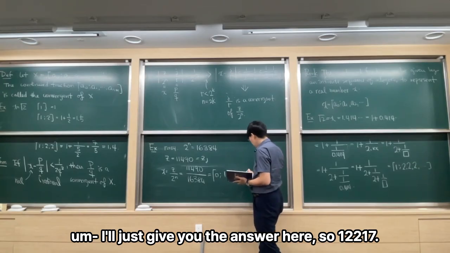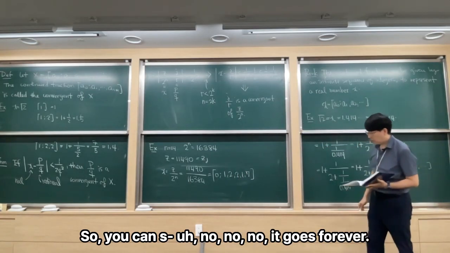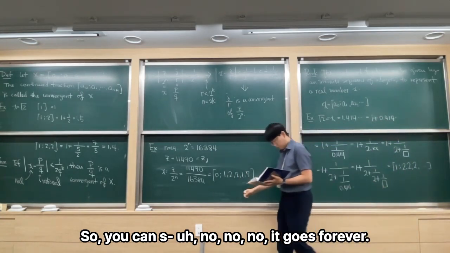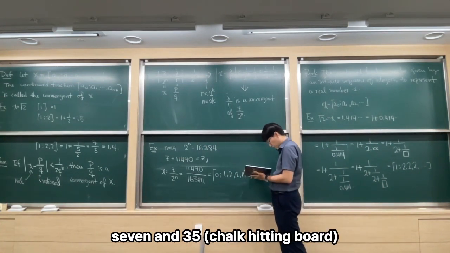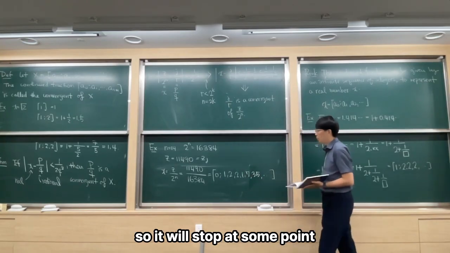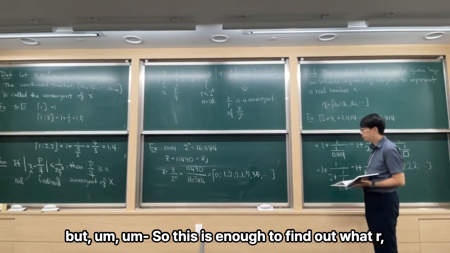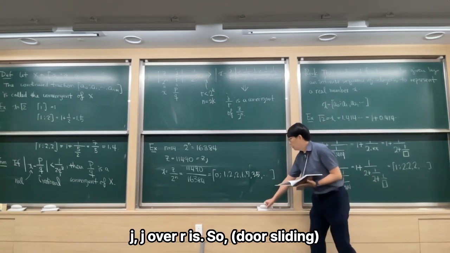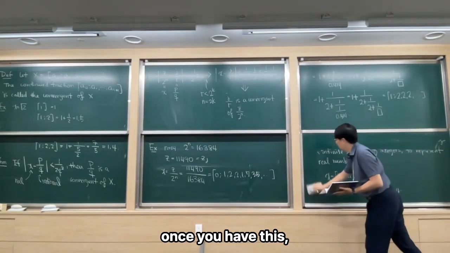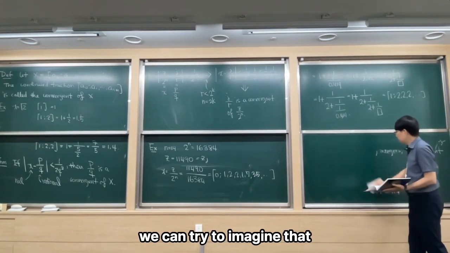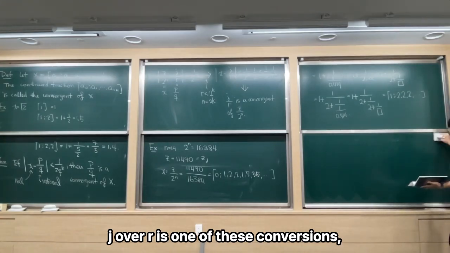So 1, 2, 2, 1, 7. It goes even more, sorry: 7 and 35. It will stop at some point because it's a rational number, but this is enough to find out what j over r is. Once you have this, we can imagine that j over r is one of these convergents.